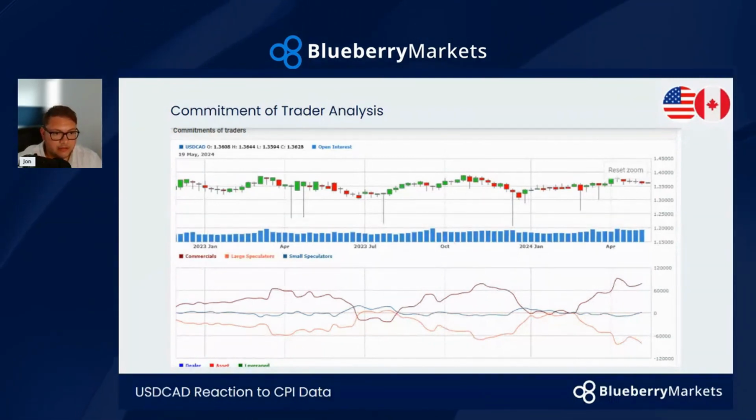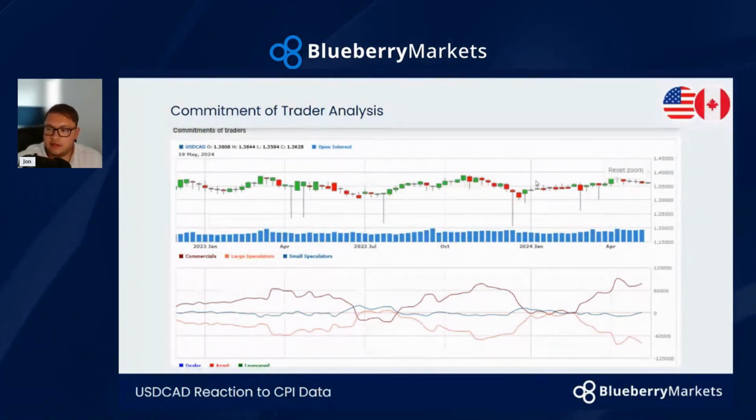So let's take a little look at this then. What is this telling us about what's going on right now? So this is a weekly chart of dollar CAD above. And what I find quite interesting is where the commercials are positioned in the market at the moment. Their contracts are very, very high at the minute.